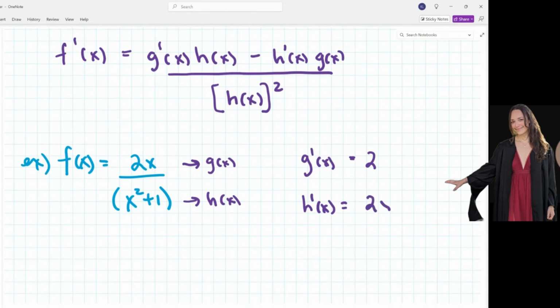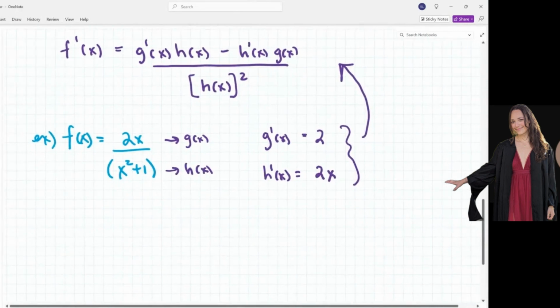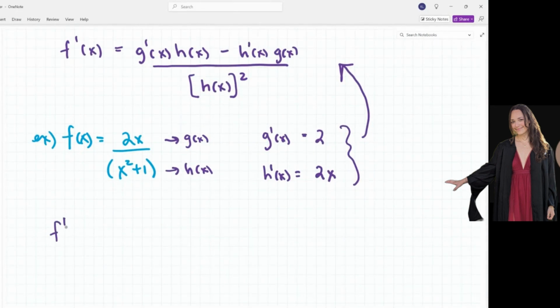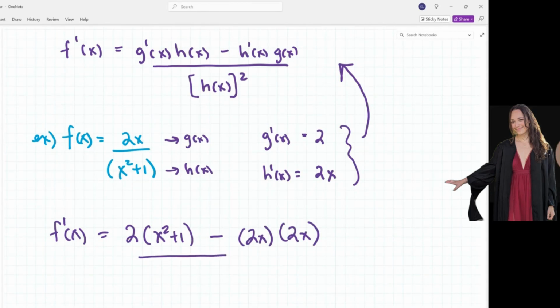And we get that it is 2x. And now we're going to put this into our formula up here so we can find the full derivative. So as a result, we get that f prime equals g prime, so 2, times h, so x squared plus 1, and then minus h prime, which is 2x, multiplied by g, which is also 2x here. And then we're going to divide all of this by h squared. So we've got x squared plus 1, and then we're going to square the whole term.